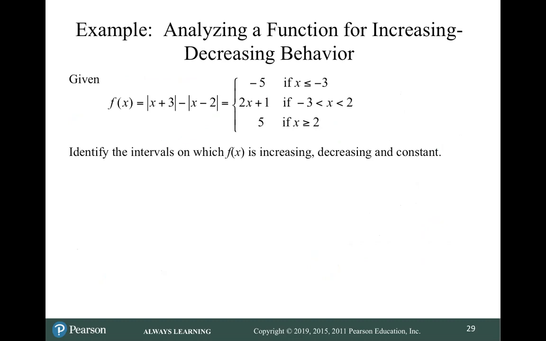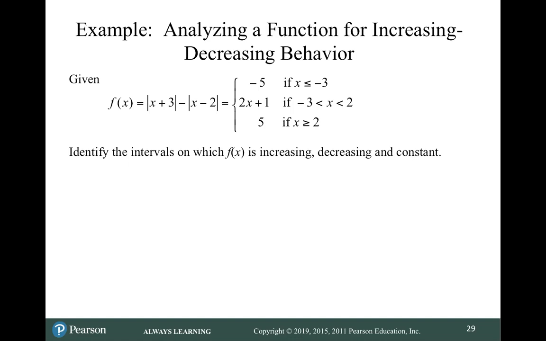Okay, so our example here for increasing and decreasing behavior is a function. This is a double absolute value function, but then I simplified it out. So we have three cases. f of x is -5 if x is less than -3. f of x is 2x plus 1 if we're between -3 and 2. And then f of x is 5 if we're greater than 2.